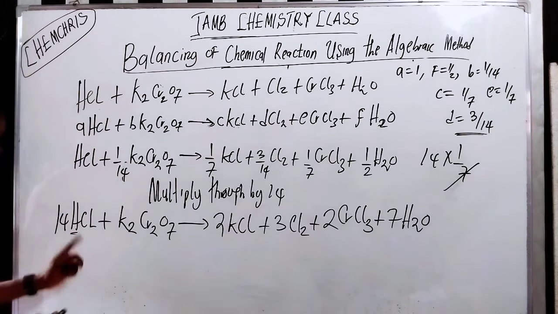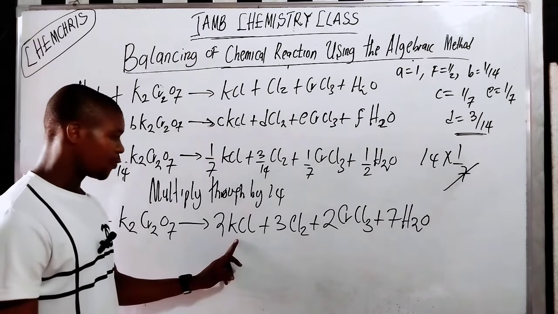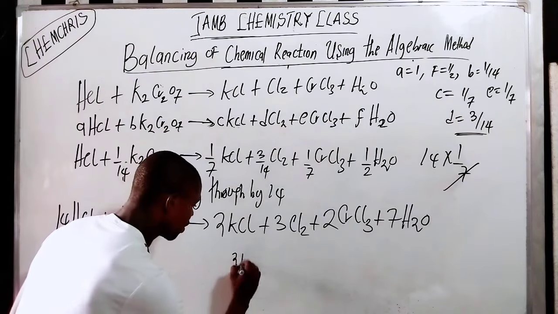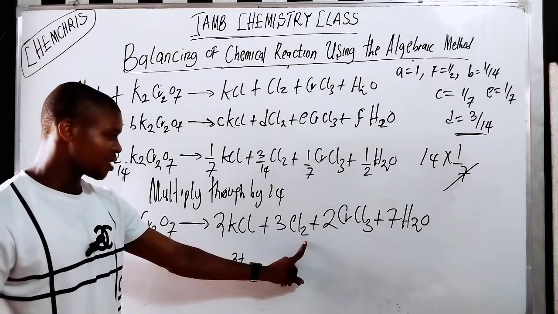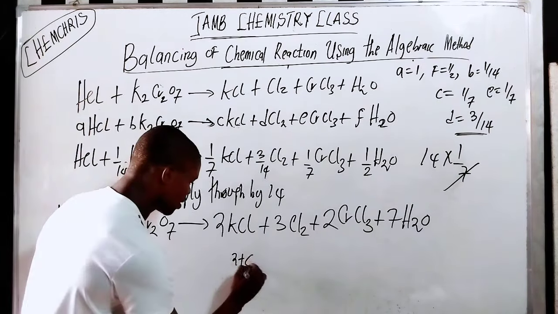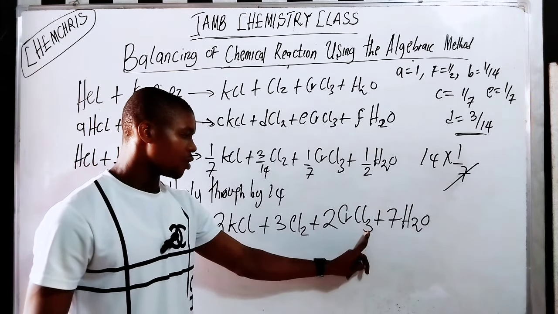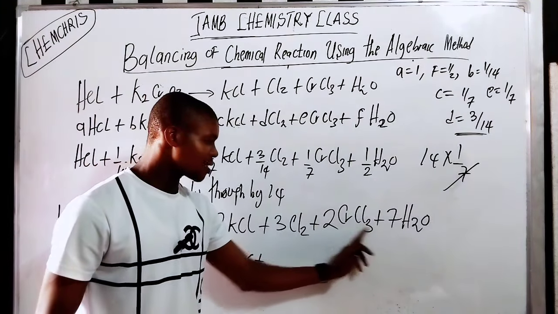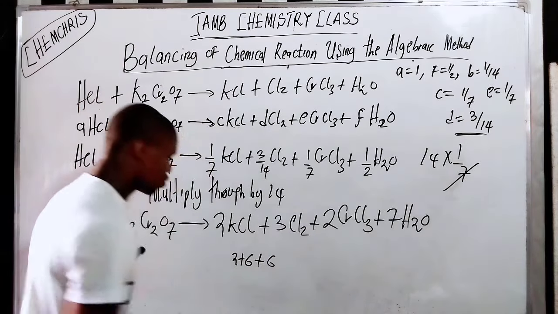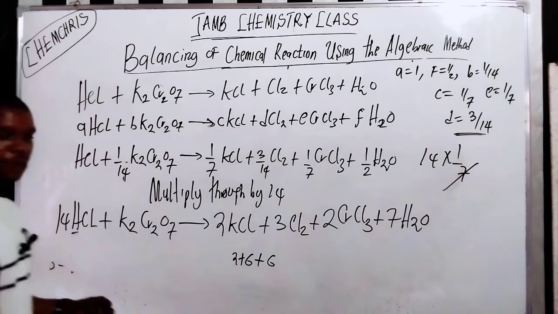Now let's move towards chlorine. Chlorine here is 14, right? So here we have 2 chlorine, plus here we have 6 chlorine, because 3 times 2 is 6. How many chlorine do you have here? 3 times 2, which is 6. So 6 plus 6 plus 2 is 14, which is correct, corresponding to that one here. Do you understand?